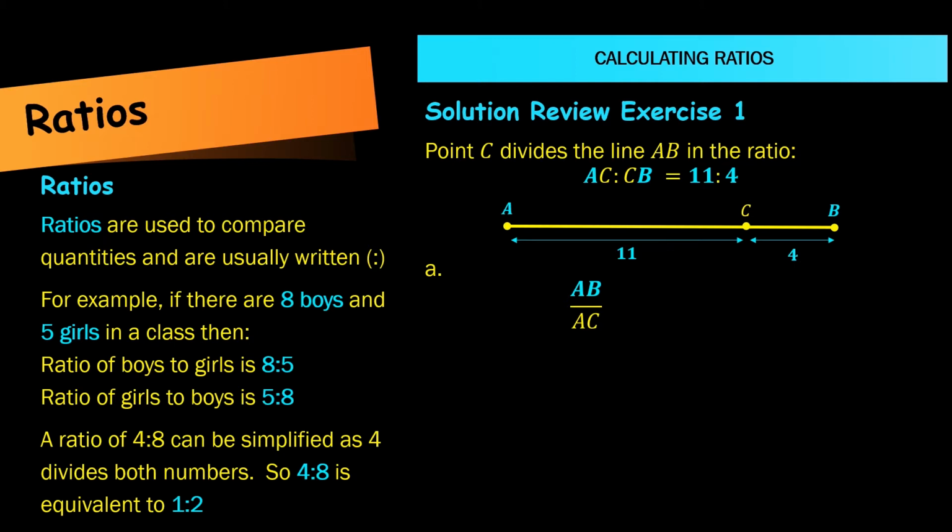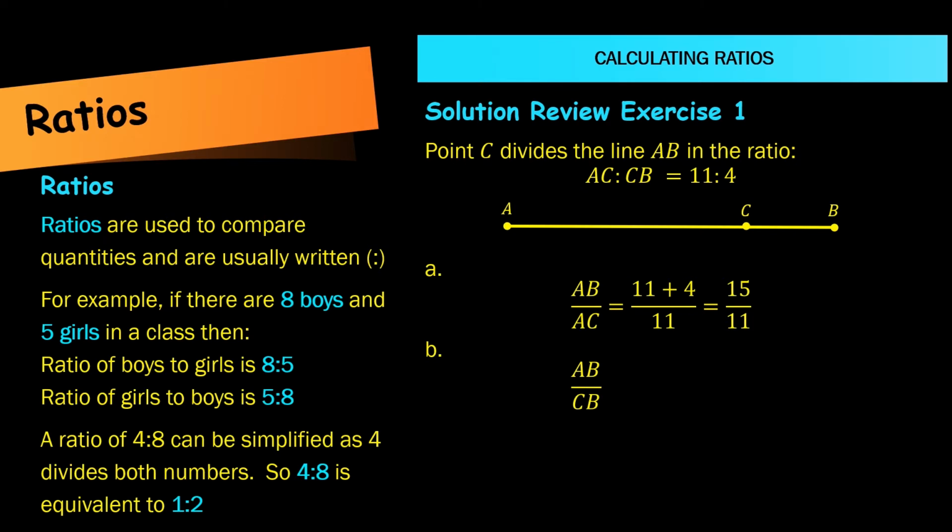AC to CB is divided 11 to 4. So AB is the complete length, in other words, 11 plus 4. I'm using the word length with some caution because we're working with ratios. And AC, or the length in inverted commas of AC, is equal to 11. So AB over AC is equal to 15 over 11.